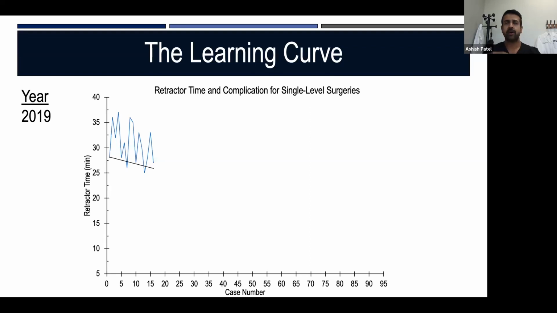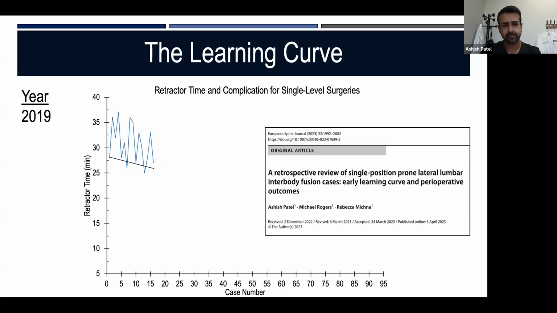And when we first started, position is relatively intuitive, but there was a lot of nuance about, do I sit? Do I stand? Where's the surgical tech? Where do I place the articulating arm? What am I seeing? How do I stay safe? And you can see the retractor times when we first started were pretty high.